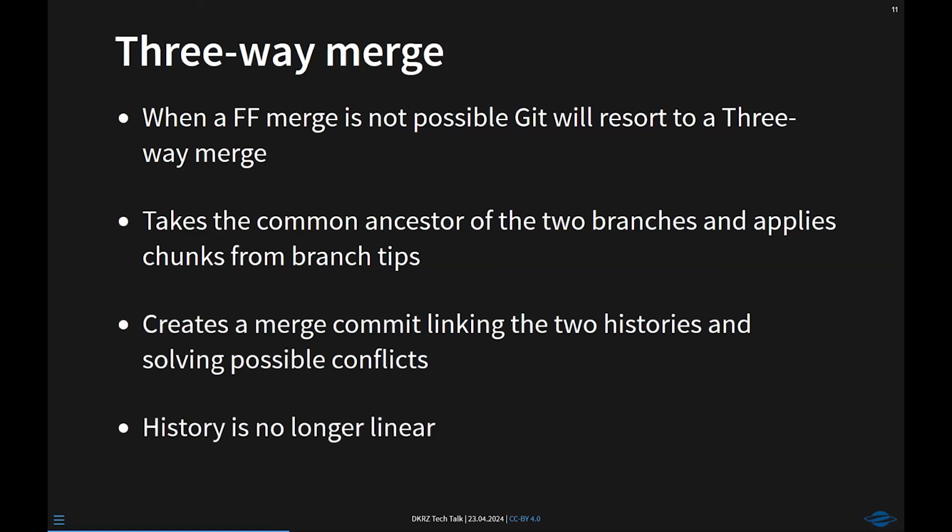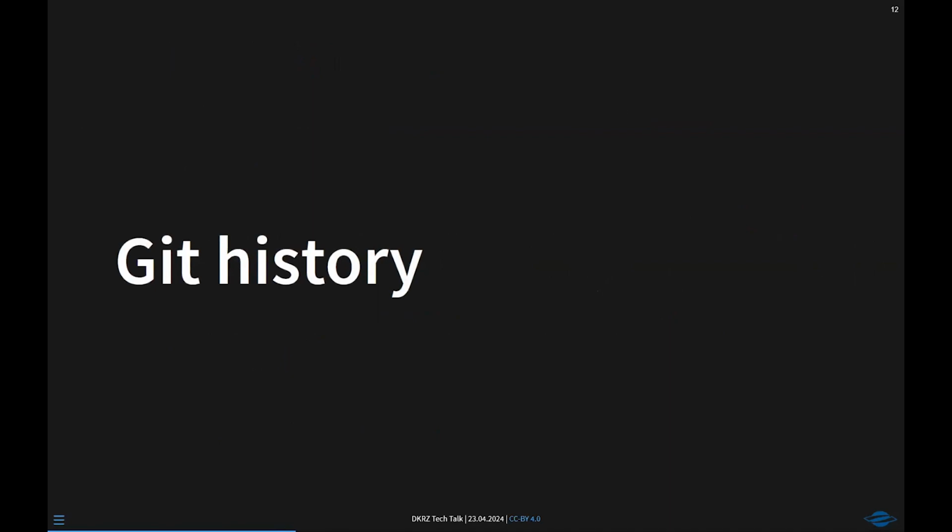And one very important thing that I really want to highlight here is that history is no longer linear. And I know that we haven't even touched in history in what linear history means. But in the next slides, I want to try to show you why not having linear history is actually a problem and can cause a lot of problems in your day-to-day work. And with that, we go to Git history, right?